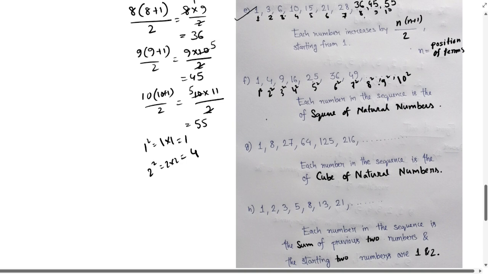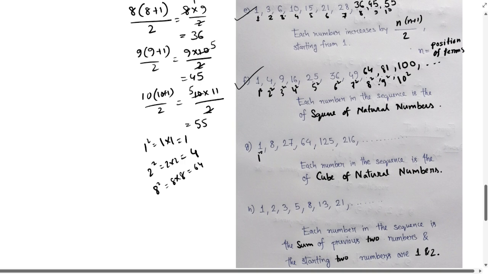Okay, so 8 square will be how much? 8 square is 8 into 8, 64. Similarly 9 square will be 81 and 10 square will be 100. Okay, and so on. So square numbers are done. Now we'll do cube numbers. 1 8 27 64 125 and 216.